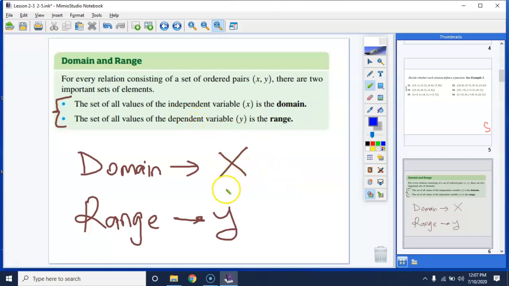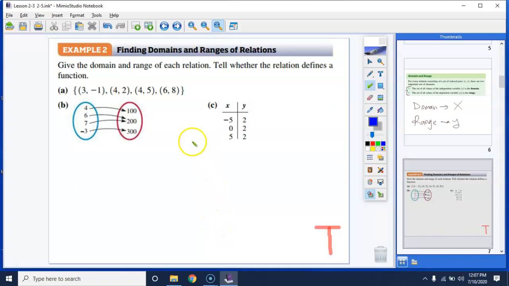Domain represents my x values and range represents y values. Let's have a look at this question. Give the domain and range for each relation, and tell whether they are functions or not. Look at this one. Let's see the domain first. The domain is the x values. What are my x values here? 3, 4, another 4, don't write it twice, once is enough, and 6. We are done with this one.